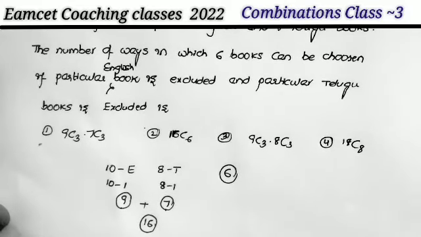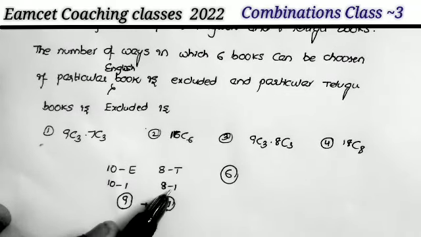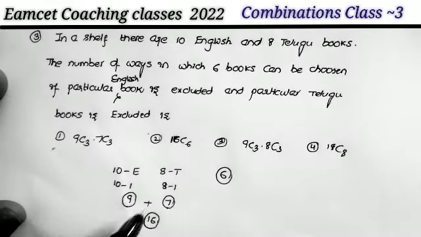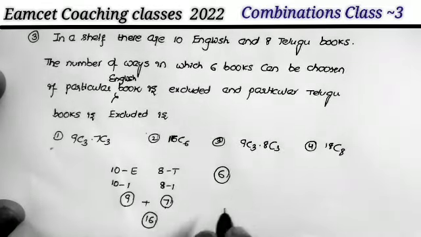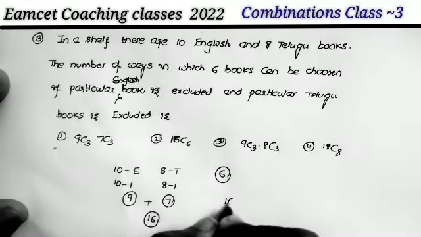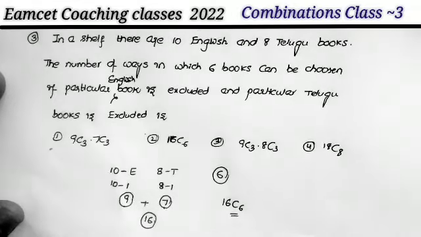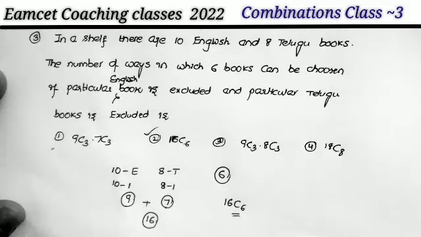So clearly the condition is given here. One book is excluded here, and here also one book is excluded. So remove those two books, then the remaining is 9 plus 7, equal to 16. But we have to select 6 books. Now selecting the 6 books from these 16 is 16C6. This can be done in 16C6 ways. So the answer is 16C6, and that is the second option.